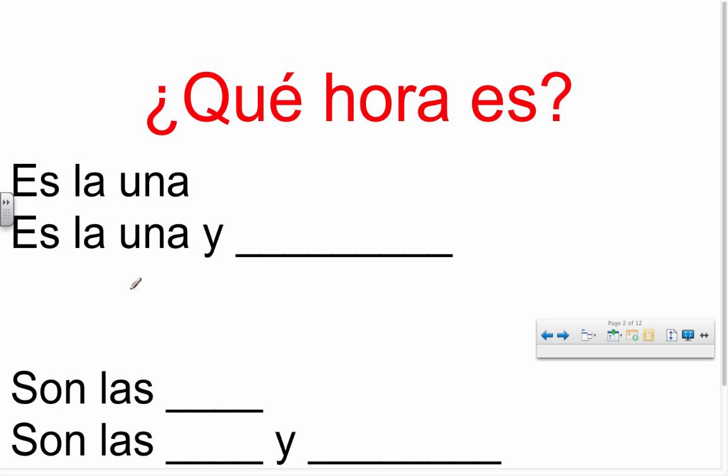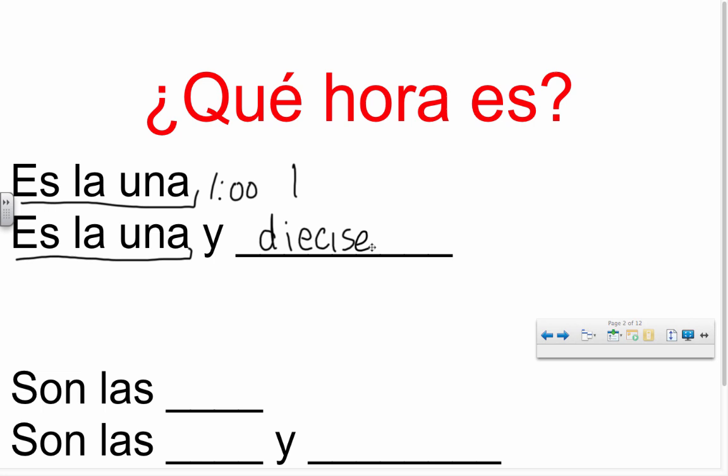There's two phrases that are always the same for the answer. If it's 1 o'clock, because 1 is singular, you're always going to say es la una. Es la una is 1 o'clock. If it's 1 o'clock and 17 minutes, it's 1:17. Es la una y diecisiete. Okay? So es la always goes with una.